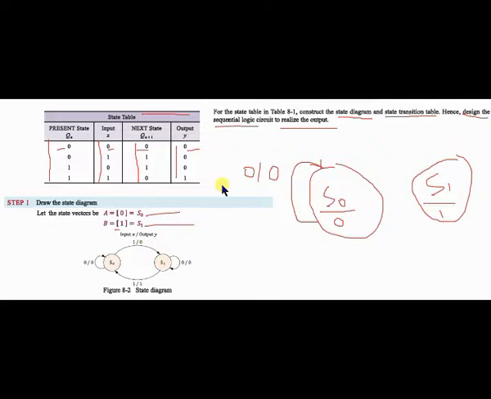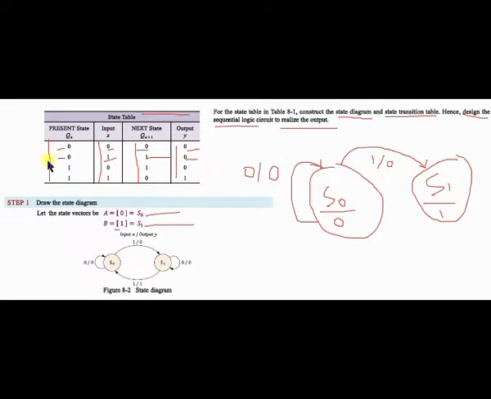Let's see the second row. Present state 0, next state 1. This will go to the next state. For that, input is 1, output is 0.